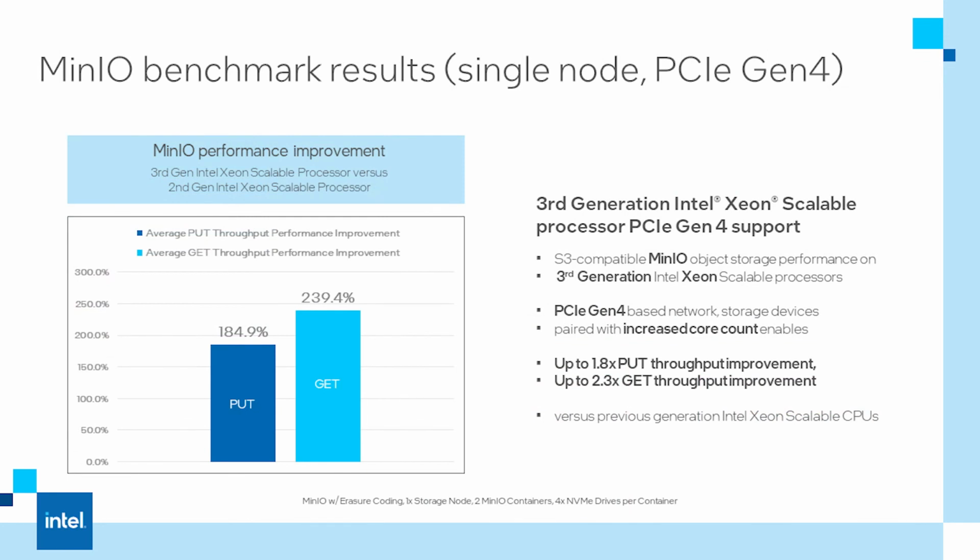The following slide presents our recently published results for MinIO Object Storage performance with 3rd generation Intel Xeon Scalable processors. In this case, given the support of PCIe Gen 4 on the platform for both storage and network devices, along with the increased core count, we're able to achieve up to a 1.8x improvement in put throughput performance, along with up to a 2.3x improvement in get throughput performance when compared with the previous generation of Intel Xeon Scalable processors.